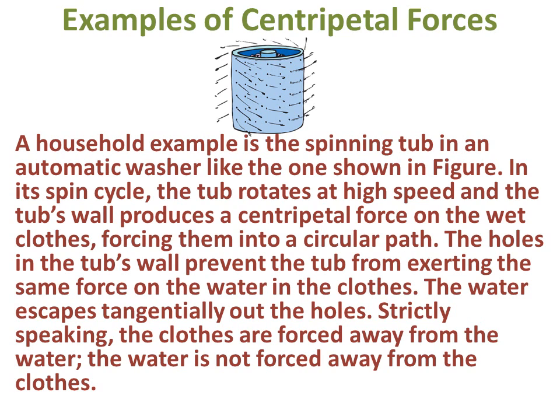A household example is the spinning tub in an automatic washer, like the one shown in the figure. In its spin cycle, the tub rotates at high speed and the tub's wall produces a centripetal force on the wet clothes, forcing them into a circular path. The holes in the tub's wall prevent the tub from exerting the same force on the water in the clothes. The water escapes tangentially out of the holes. Strictly speaking, the clothes are forced away from the water. The water is not forced away from the clothes.